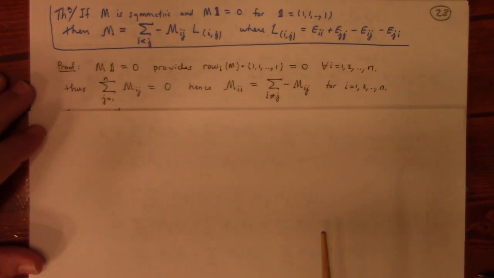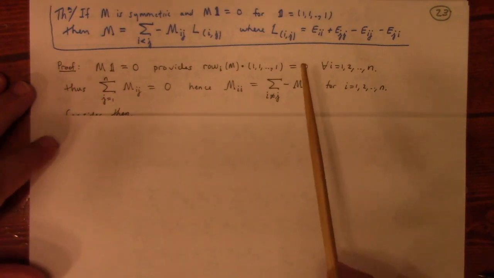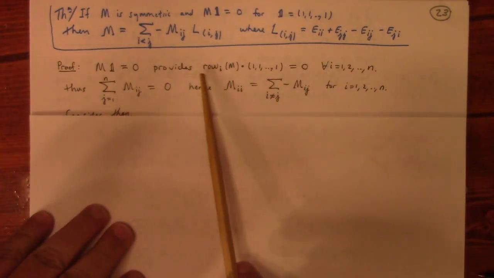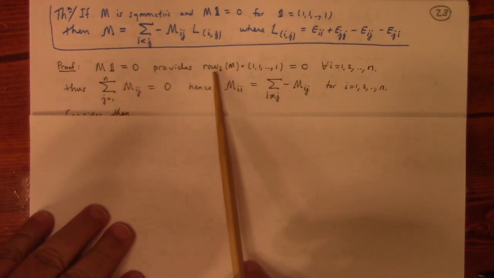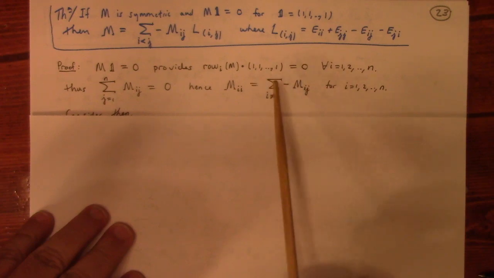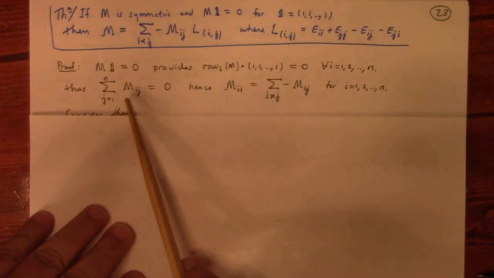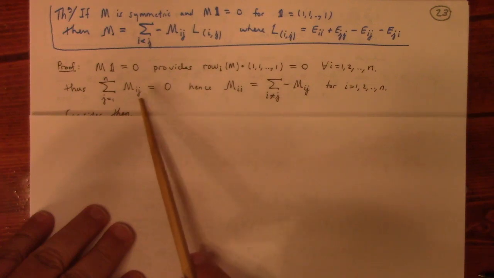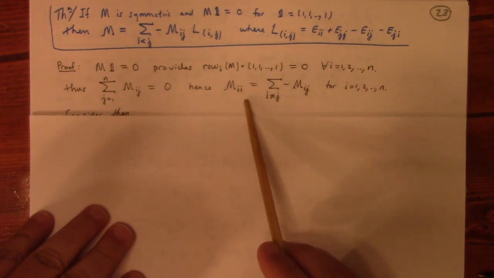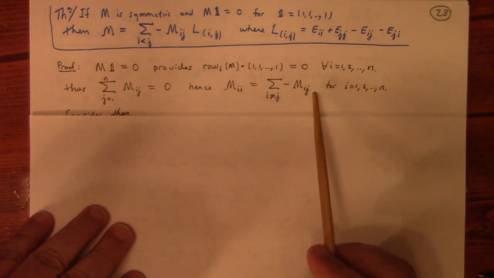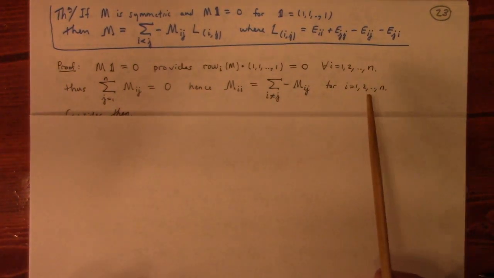So, just going to work through it. M1 provides that the ith row of M dotted with the 1, 1, 1 vector is 0, which means that the sum over j equals 1 to n of Mij is 0. So I can solve that for Mii, and I get Mii is equal to minus the sum over j not equal to i of Mij. And I can do that for each i.